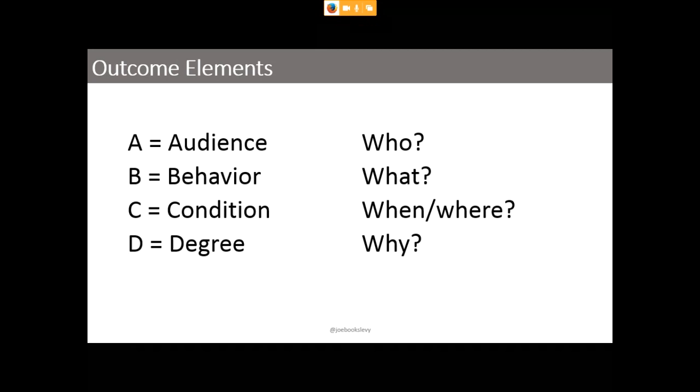It's not enough to say students will be able to identify utensils to use in cooking a dish. It's that they'll be able to identify at least 5 utensils. That's where the degree piece comes in, just as a quick example. Another way to think about it, if you don't like the alphabet style, is who, what, when, where, and why.